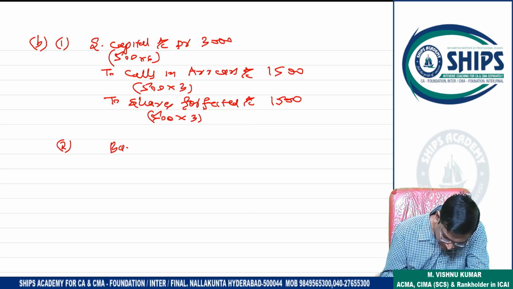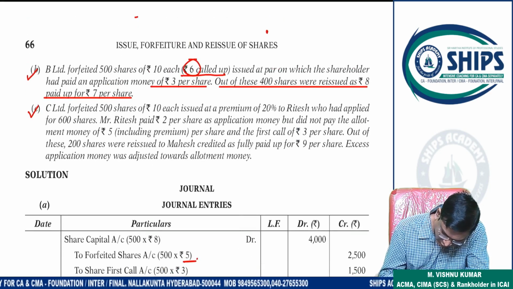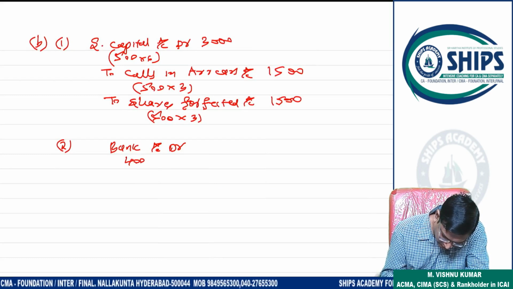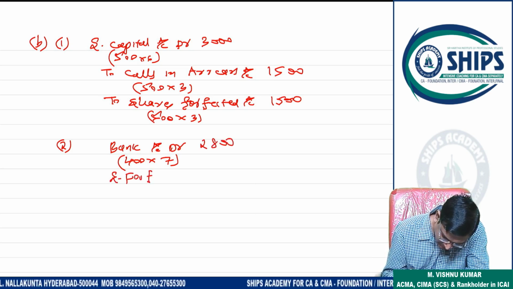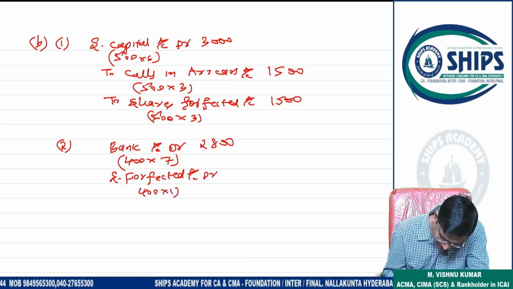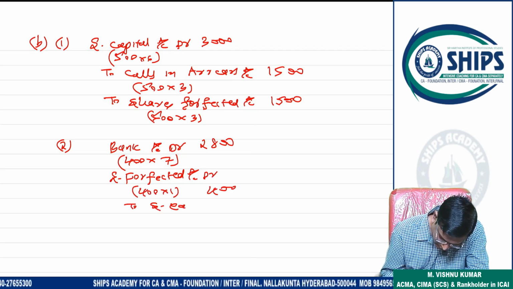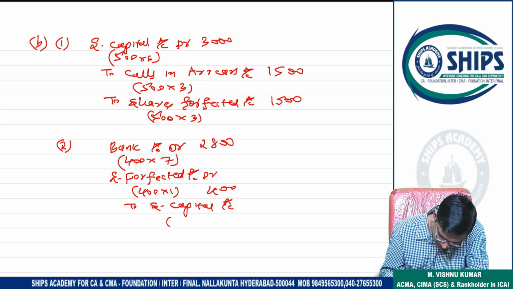Now reissue. Bank account debit. How many shares they are issuing? 400. 400 into 7 rupees, the issue price. Shares forfeited account debit. Discount given here, 1 rupee, 400, to share capital. 400 into 8.